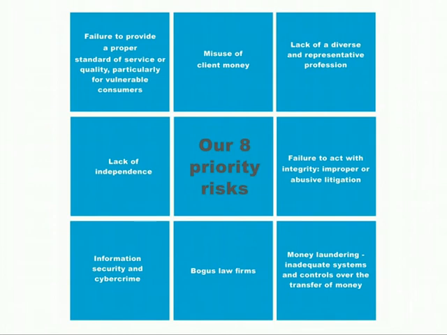So you can see from the screen what our 8 priority risks are. Briefly, we discuss standards of service, misuse of client money, a lack of a diverse and representative profession, lack of independence, improper or abusive litigation, information security issues, bogus law firms, and money laundering. Although these risks are independent of each other, there are some key themes running through all of them: quality, professional standards, and appropriate systems and controls. You may want to think about which risks are particularly relevant to your firm.